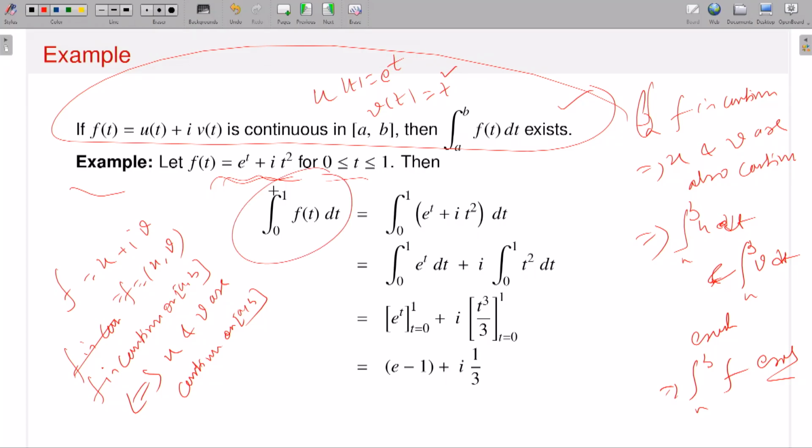So therefore this integral exists. And by definition, this is nothing but the integral from 0 to 1 of u(t) dt plus i times the integral from 0 to 1 of v(t) dt. You just easily calculate it, and this is the corresponding integral. So I have not done anything extra. Whatever concepts you are familiar with in real analysis, I am just adding this plus i times this, that's it.